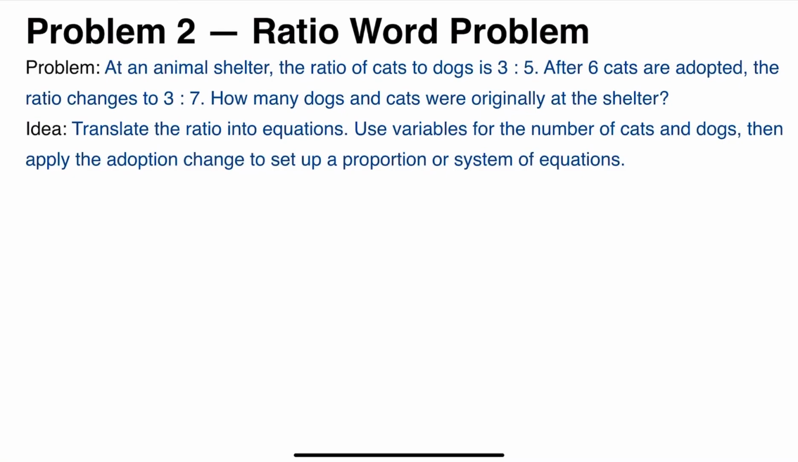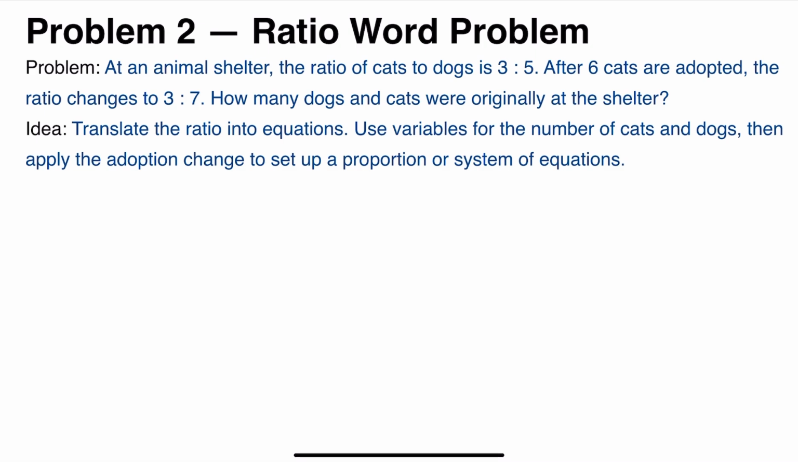Here is problem number 2, a ratio word problem. Now let's look at this ratio word problem. These can feel tricky at first, but if you translate the situation into math, they work out step by step. Now let's read this problem.